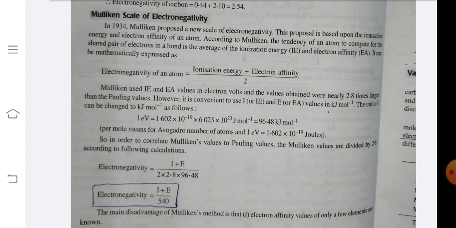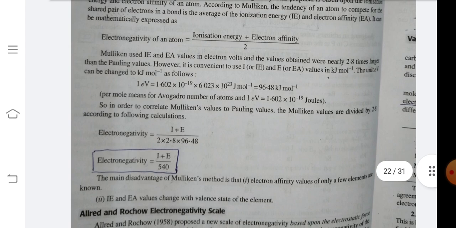Millikan's scale of electronegativity. In 1934, Millikan proposed a new scale of electronegativity. This proposal is based upon the ionization energy and electron affinity of an atom. According to Millikan, the tendency of an atom to compete for the shared pair of electrons in a bond is the average of ionization energy and electron affinity. It can be mathematically expressed as electronegativity of an atom is equal to ionization energy plus electron affinity divided by 2. Millikan used ionization energy and electron affinity values in electron volts, and the values obtained were nearly 2.8 times larger than the Pauling values.